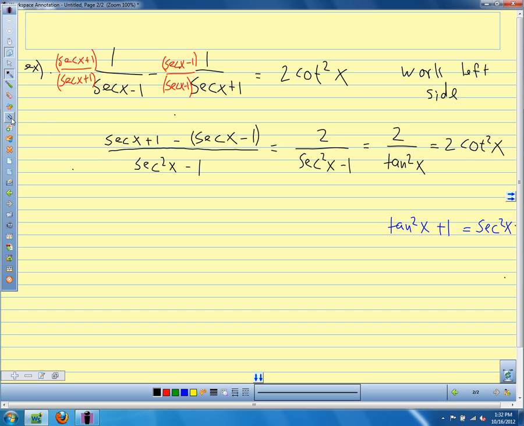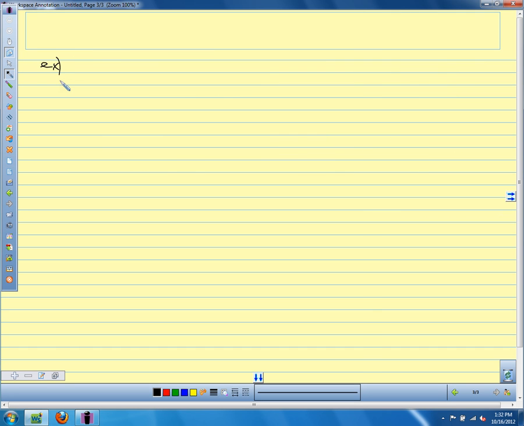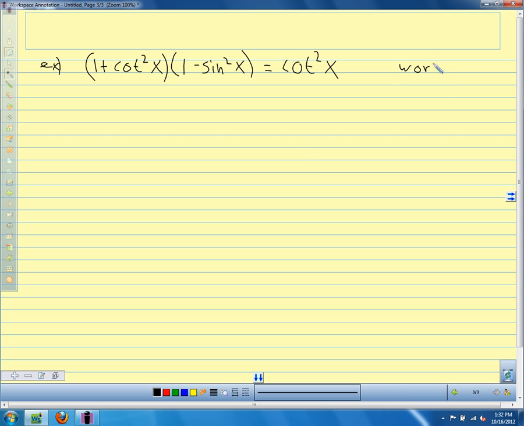All right, let's look at another one. So we're verifying still 1 plus cotangent squared x times 1 minus sine squared x, and we want to show that that is cotangent squared x. So we want to verify this. So I'm going to work the left side. It's the most complicated.